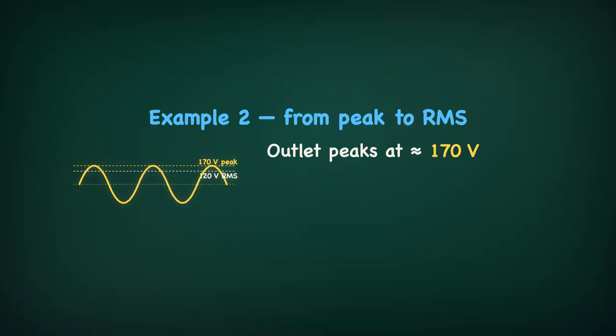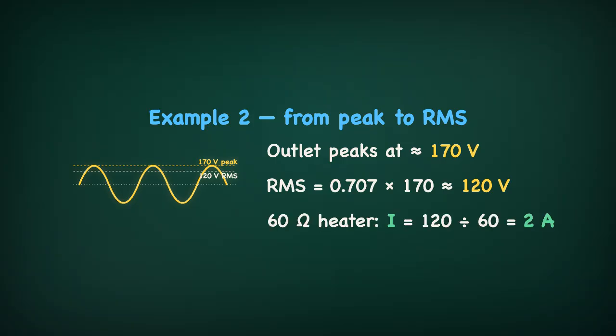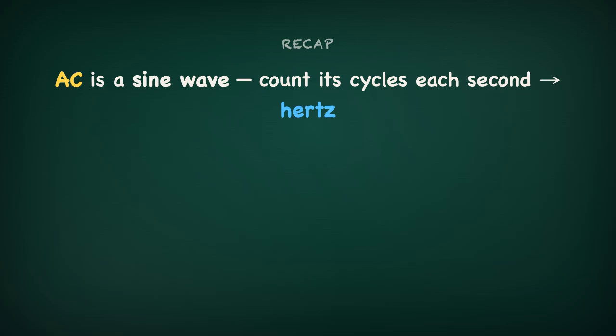Example 2. Let's go the other way, from peak to RMS. A standard wall outlet actually peaks at about 170 volts. RMS equals 0.707 times 170, which is about 120 volts. So across a 60 ohm heater, the current is 120 over 60, 2 amps. Same Ohm's law, RMS values.